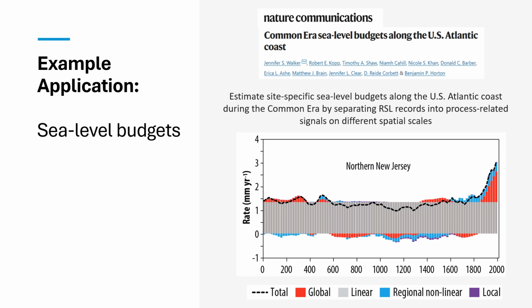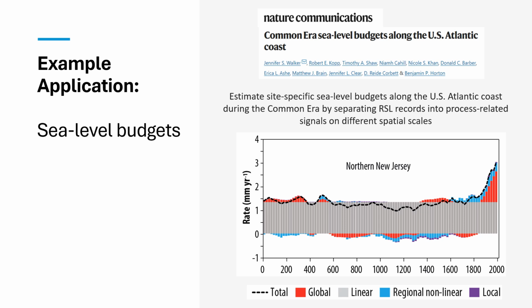So continuing with our example from northern New Jersey, here we're looking at the Common Era. We have rates in millimeters per year. The black dotted line is the total rate over the Common Era. And then we have this breakdown of these different components. The largest is that linear component in gray, driven by GIA. And then we have our global, regional, nonlinear, and local components as well.